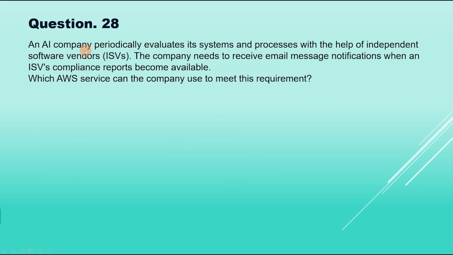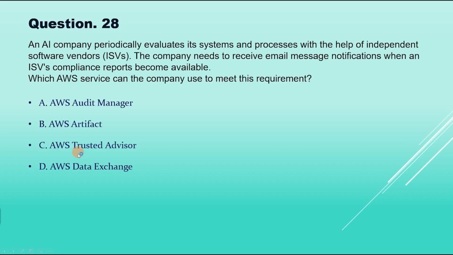Now question number 28. An AI company periodically evaluates its systems and processes with the help of independent software vendors. The company needs to receive email message notifications when an ISV's compliance report becomes available. Which AWS service can the company use to meet this requirement? And options are here: option A, AWS Audit Manager, option B, AWS Artifact, option C, AWS Trusted Advisor, and option D, AWS Data Exchange.